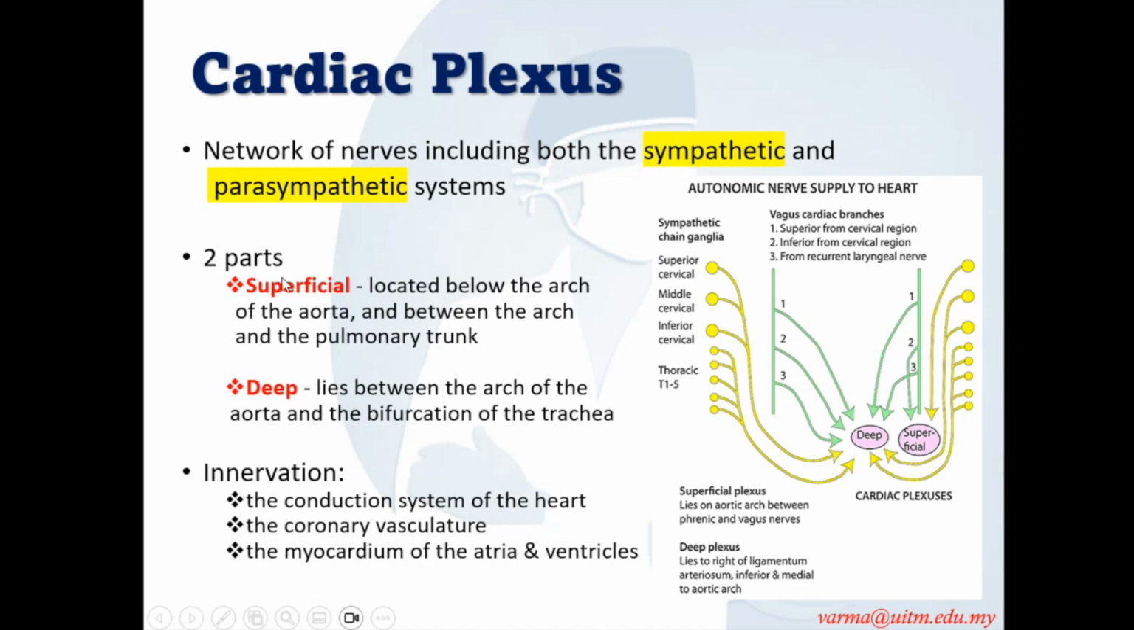And if they ask you to talk about the cardiac plexus, make sure you are able to tell that it comprises sympathetic and parasympathetic fibers, and has two parts, superficial and deep. And it innervates the conduction system, coronary vasculature, and myocardium of atria and ventricles.